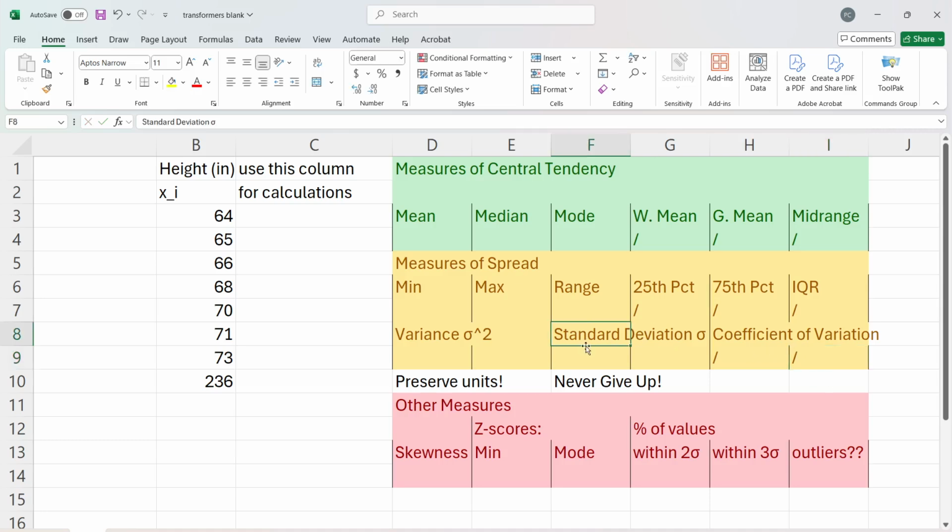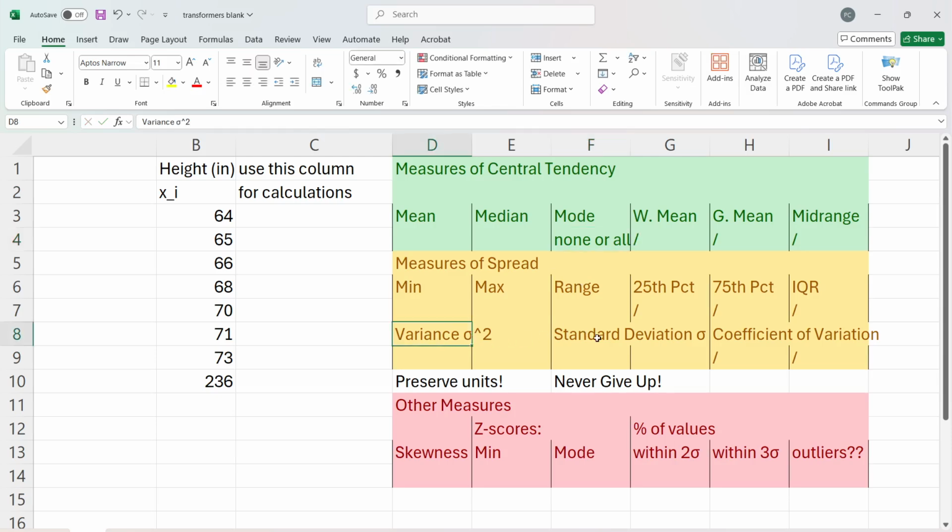The standard deviation I'm definitely going to want. The minimum, the maximum, the range, I might as well. The mean, the median, again, I might as well. The mode, a quick cursory look at these numbers will reveal to you 64, 65, 66, 68, 70, 71, 73, 236. Unfortunately, none of these 8 people who were surveyed are the same height. None of these numbers occur any more often than any of the others. So the mode is either none of them or all of them, depending on your preference, and both of those are unsatisfying answers.